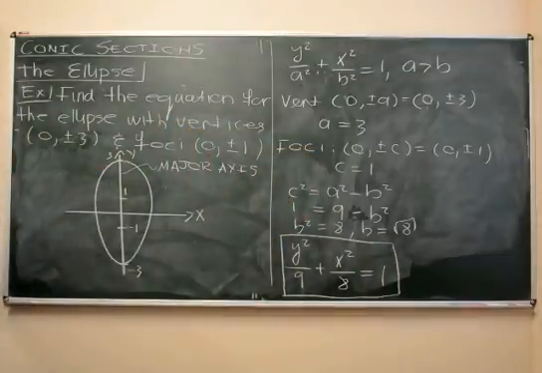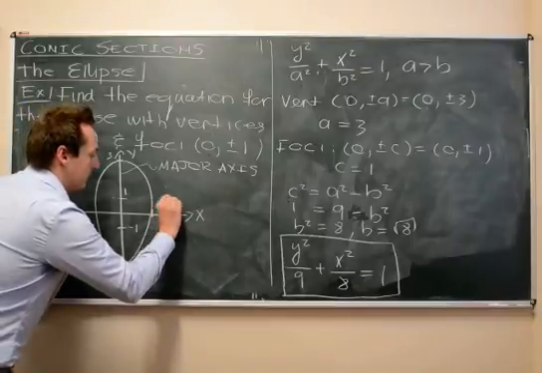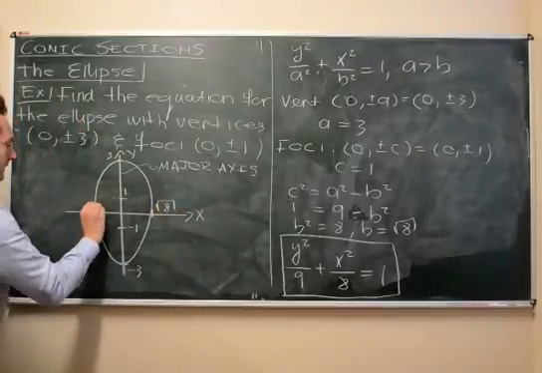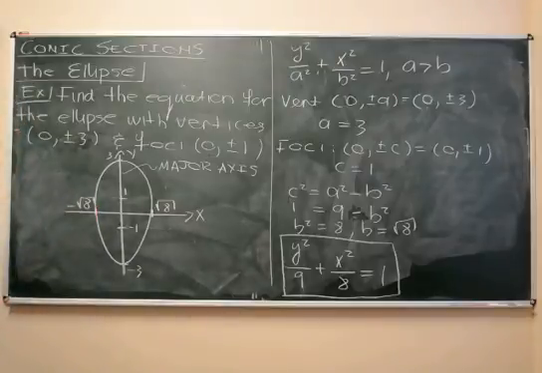Okay. And we can finish off our sketch just by indicating the intercepts with the x-axis. So that would be at root 8 and at minus root 8.